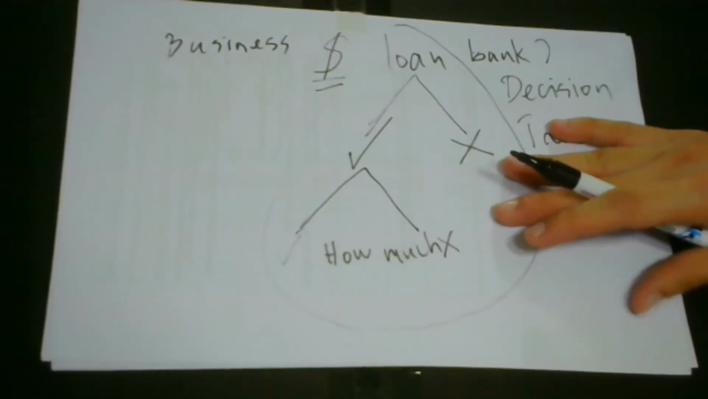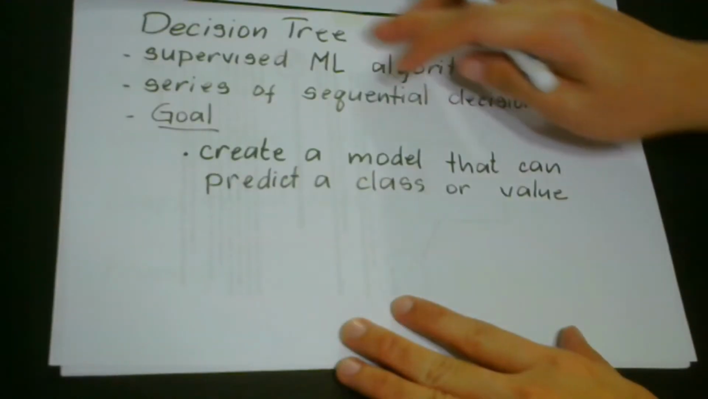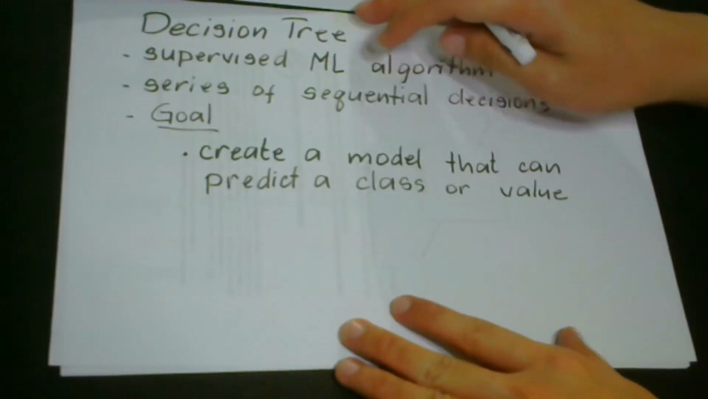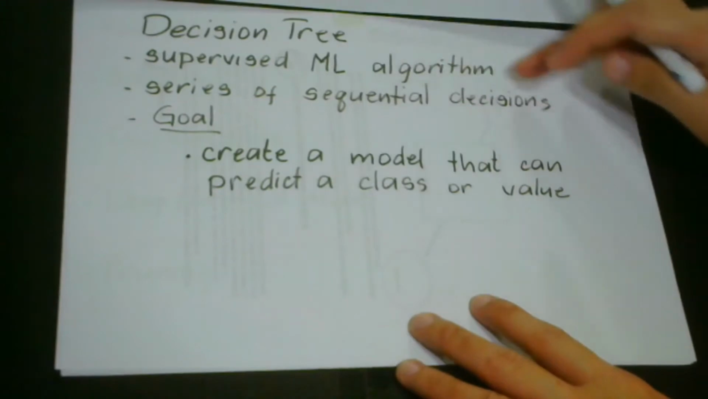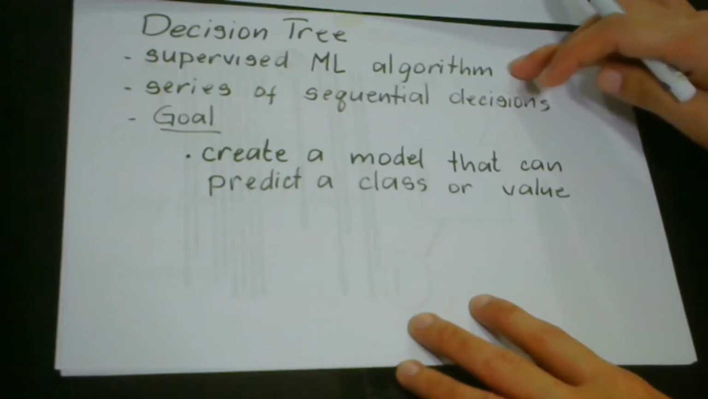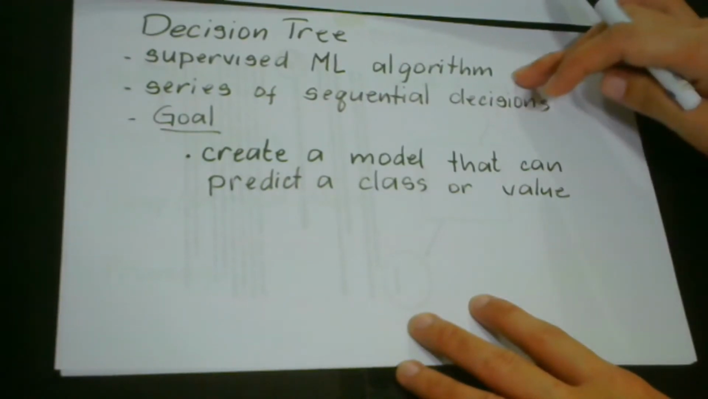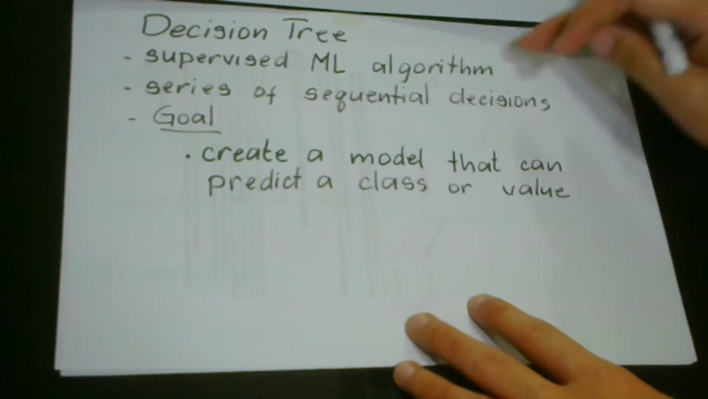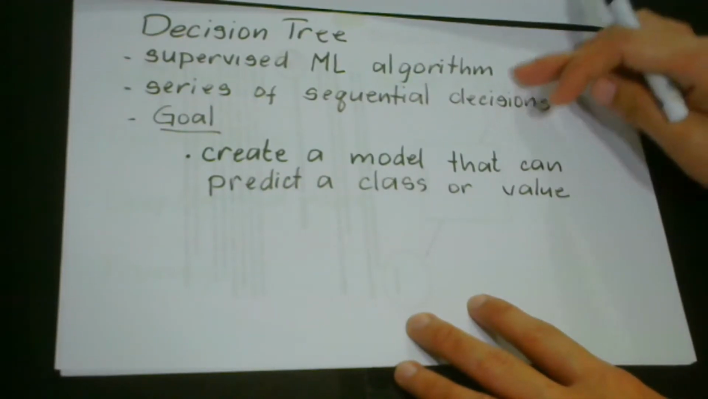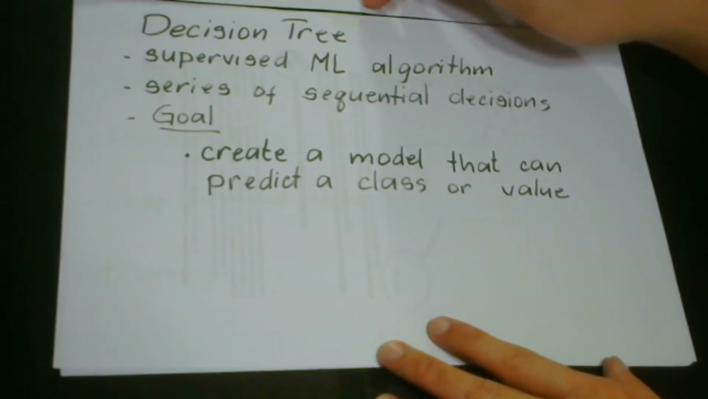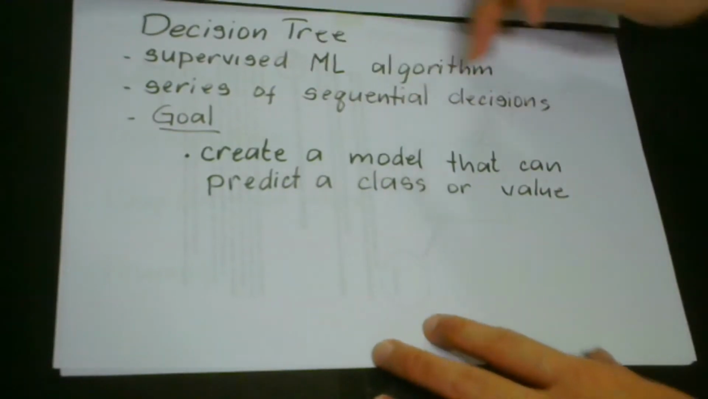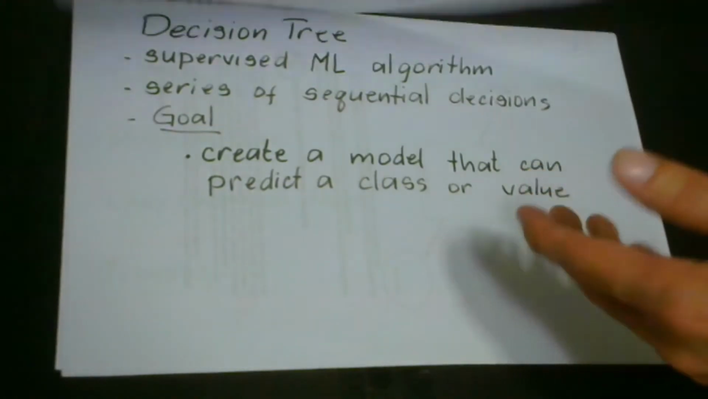So let's continue. Speaking of a decision tree, what then is a decision tree? A decision tree is actually a supervised machine learning algorithm. I believe at this moment you already know what supervised machine learning is. And this is used for both classification and regression. Central to the idea of a decision tree is a series of sequential decisions, just like, for example, what we have done here.